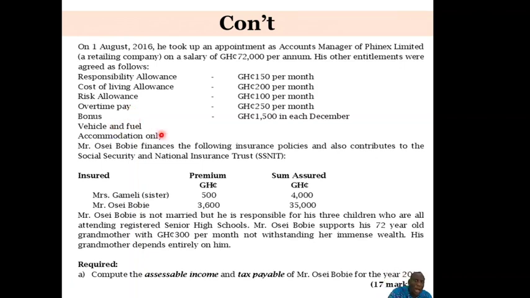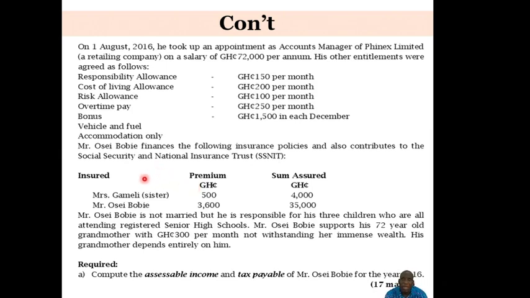He's entitled to a bonus of what? 1,500 in each December. So the bonus is 1,500 for the whole year, because it's in each December, and there's only one December in the year. Now, vehicle and what? Fuel. Accommodation only, not accommodation and furnishing. Mr. Osebobie finances the following insurance policies and also contributes to the Social Security and the National Insurance Trust. Now note that from 2016, we no longer do life assurance relief. So you don't do anything with these insurance policies here, unless they say the premium is paid by the company on his behalf. Then you add it to his income and tax.